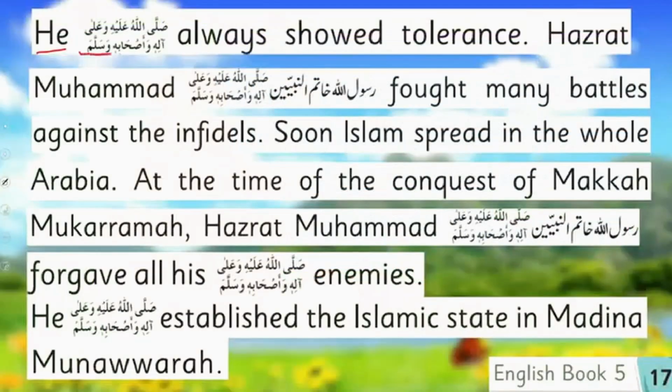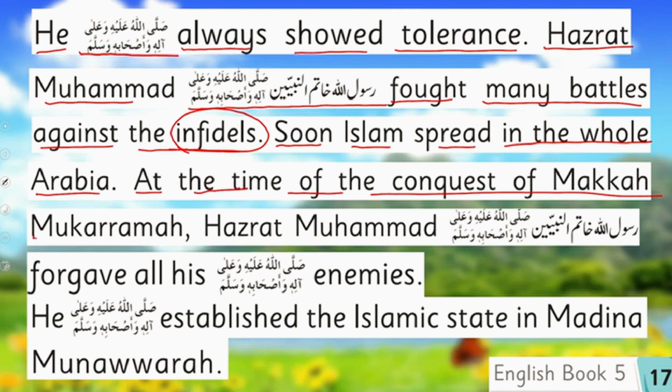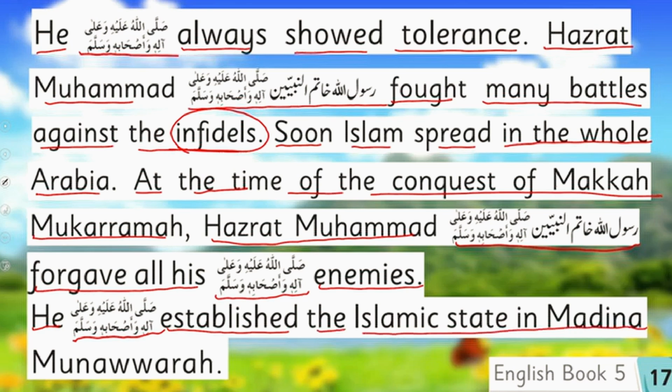He sallallahu alaihi wasallam always showed tolerance. Hazrat Muhammad Rasulullah Khatamul Nabeen sallallahu alaihi wasallam fought many battles against the infidels. Infidels mean non-believers. Soon Islam spread in the whole Arabia. At the time of the conquest of Makkah Mukarramah, Hazrat Muhammad Rasulullah Khatamul Nabeen sallallahu alaihi wasallam forgave all his enemies. He established the Islamic State in Medina Munawwara.